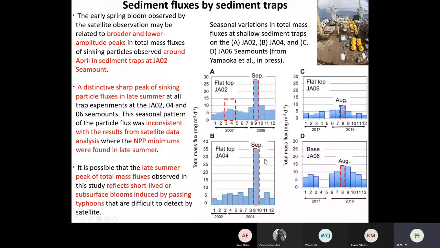This seasonal pattern of the particle flux was inconsistent with the results from satellite data analysis, where the NPP minimums were found in late summer. We think it is possible that the late summer peak of total mass fluxes observed in this study reflects short-lived or subsurface blooms induced by passing typhoons that were difficult to detect by the satellite images.